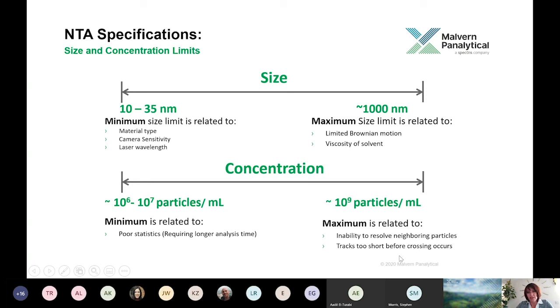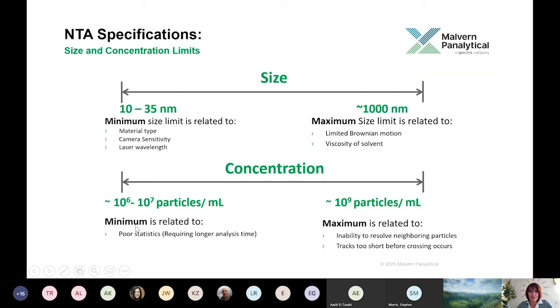At really high concentrations, the software will still be willing to analyze your sample. However, as you can imagine, the image will be crowded with white dots. The particles will be crossing their paths. So for the software, it will be really hard to follow all individual particles.